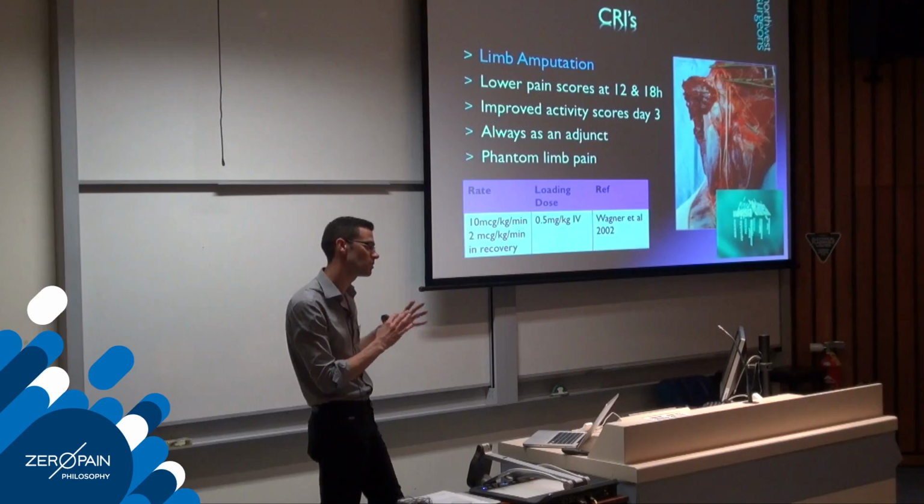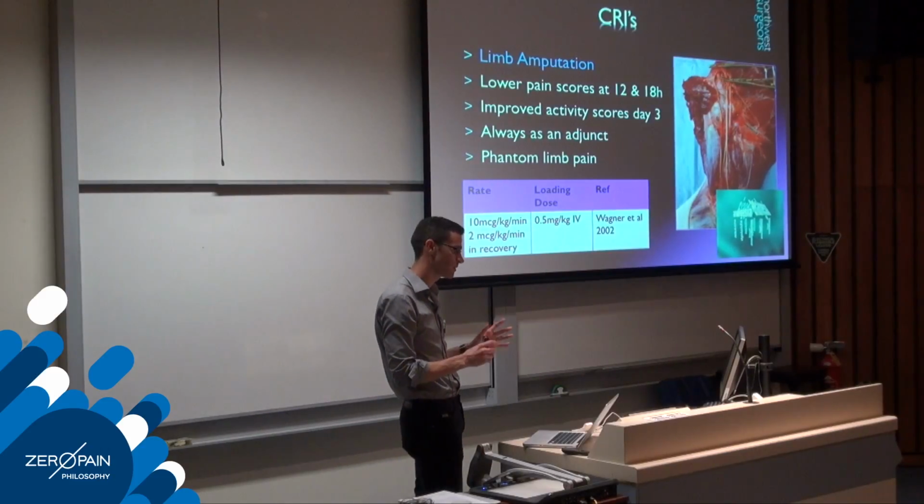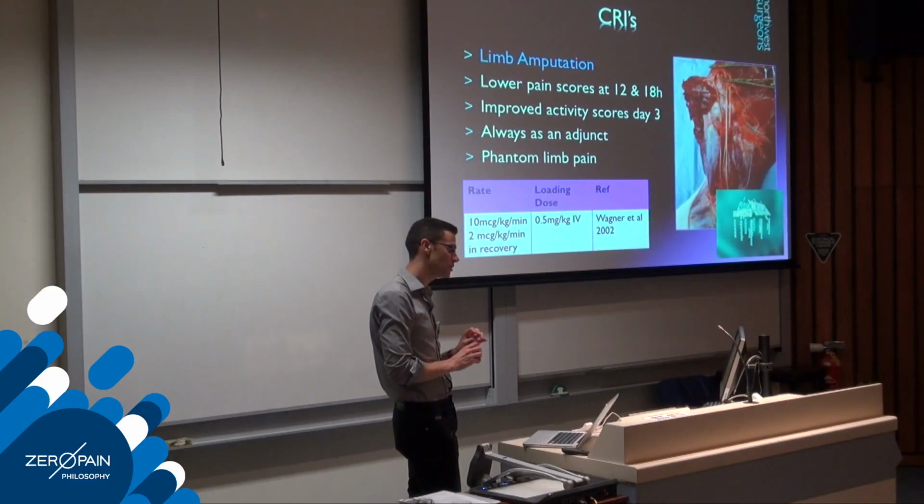I put phantom limb pain on there. We don't know yet whether either local techniques or using ketamine as a CRI can prevent phantom limb pain, and that's coming from human research. So something people talk about all the time, oh, if we do this, can we prevent phantom limb? Even the huge numbers of cases that we have in the human population hasn't given us an answer yet, but that doesn't mean that we shouldn't try.